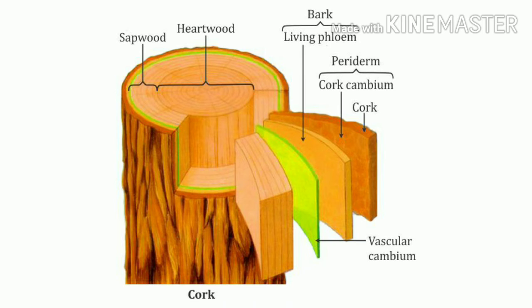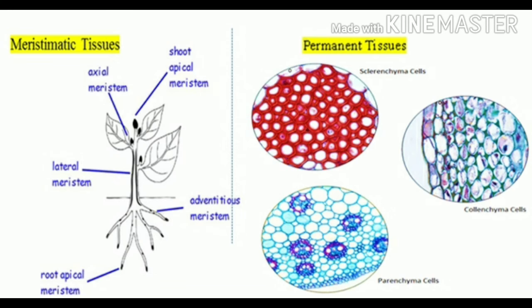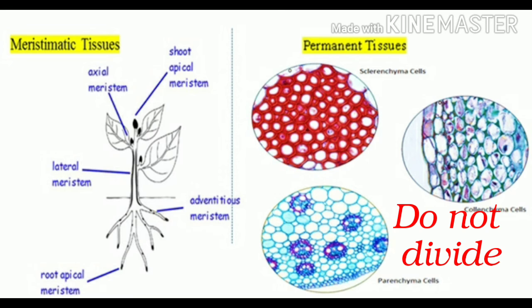Now whether the cells are formed from the primary or the secondary meristem, these cells start growing, and after growth they mature and take up a particular function. Once they take up a function, they lose their capacity to divide and change into permanent or mature cells. So it is clear that the cells of permanent tissue do not divide. They have lost the capacity to divide.